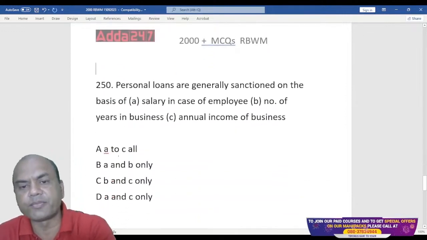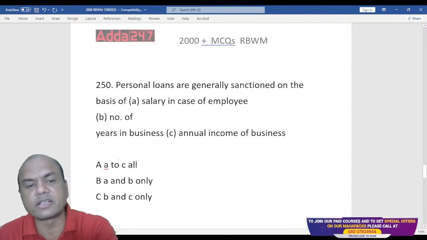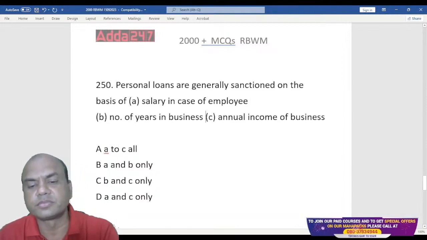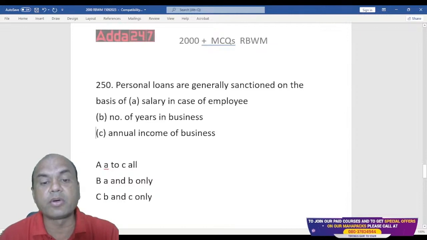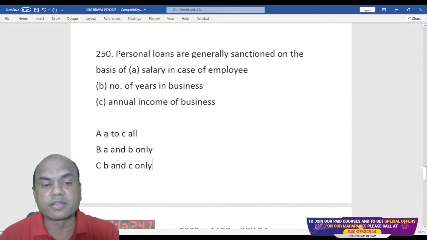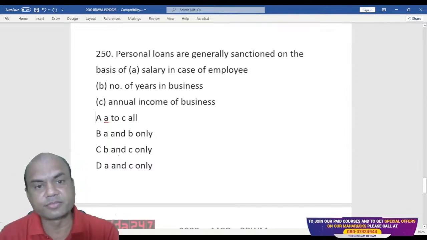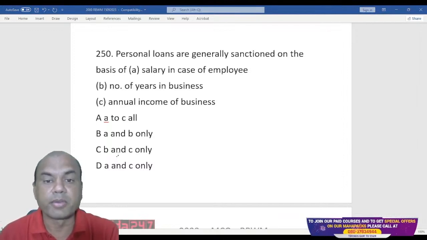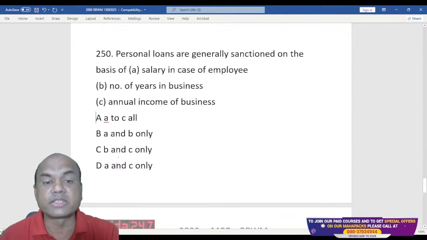Personal loans are generally sanctioned on the basis of what? Salary in case of an employee, number of years in business, and annual income of the business. Is it A to C all, or A and B only, or B and C only? It is sanctioned on the basis of everything. Is it only on the basis of salary, or also number of years for businessmen?